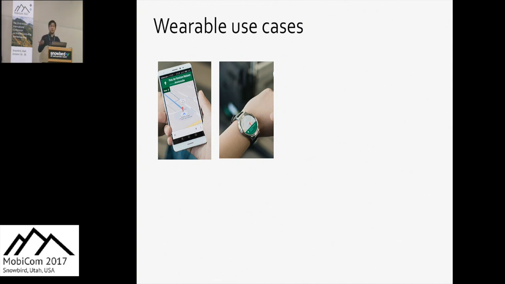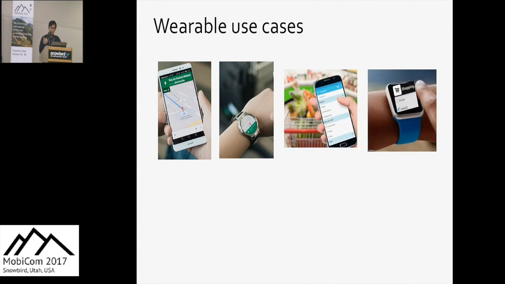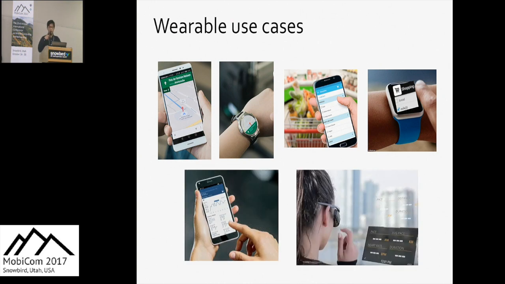So, for example, the map application. While you're walking on the street with a smartwatch, you don't have to hold the bulky phone in your hand and keep looking at your direction. Instead, by just glancing at your watch, you can easily get your direction immediately. You can also use your smartwatch to check your shopping list, or use your smart glasses to check your heart rate while you're working outside.